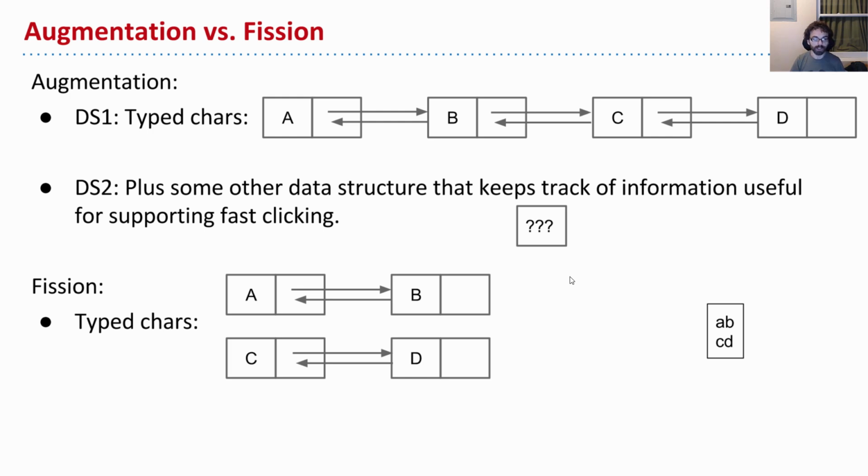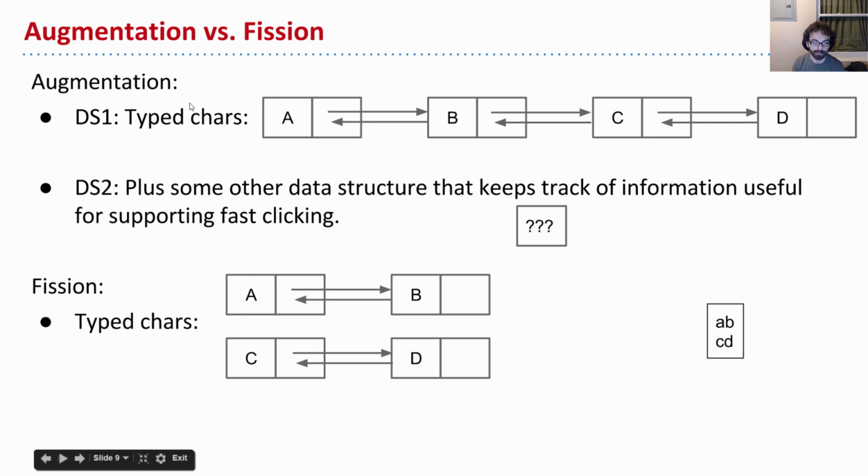And then in the fission approach, in order to support fast clicking, you have two entirely separate lists. And this also happens to make it very easy to see the correspondence between this and the rendering, right? So that also makes it seem kind of appealing. In this case, we have two lists, one that's AB, one that's CD. So I hope that makes some sense. We could either keep all the characters in one big old list, or we can keep them in separate lists.